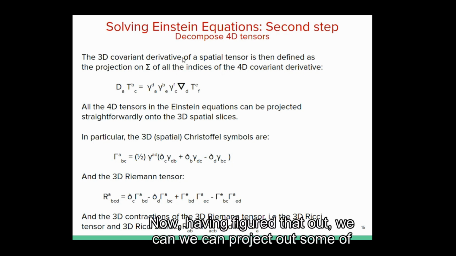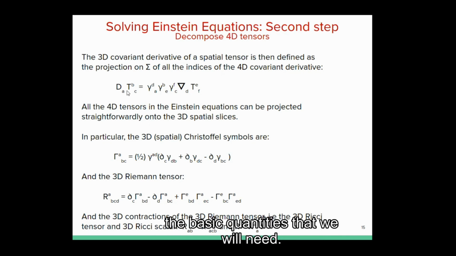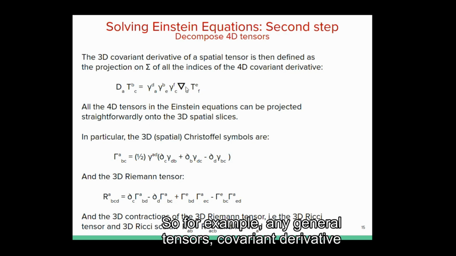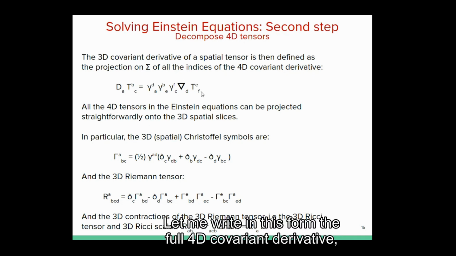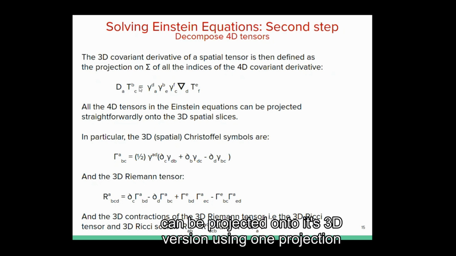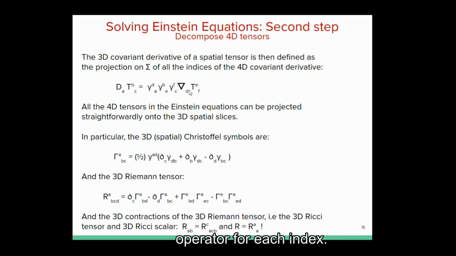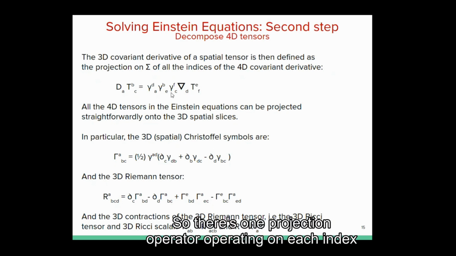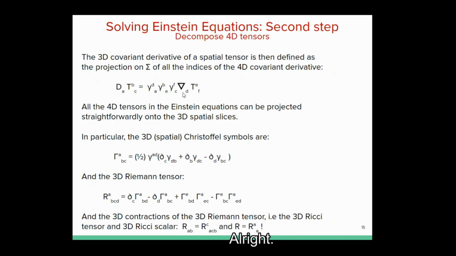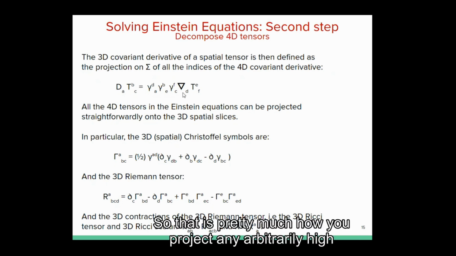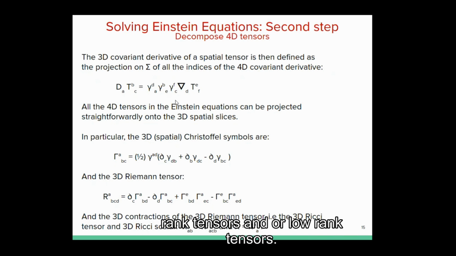Now having figured that out, we can project out some of the basic quantities that we will need. So for example, any general tensor's covariant derivative that we write in this form, the full 4D covariant derivative, can be projected into its 3D version using one projection operator for each index. So there's one projection operator operating on each index of this entire tensor. Right? So that is pretty much how you project any arbitrarily high rank tensors or low rank tensors.